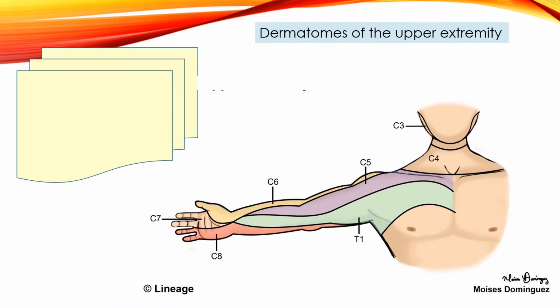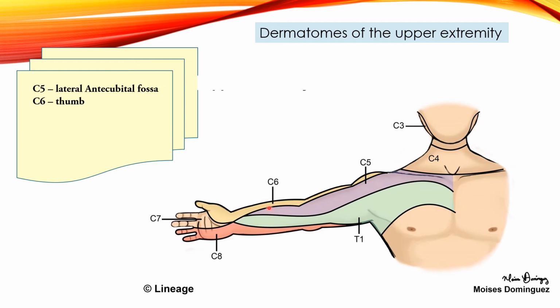Now we can see the dermatomes of the upper extremity. Here there is a complex distribution, but when describing, first we describe C5. C5 distributes to the lateral antecubital fossa, or the lateral aspect of the upper extremity at and above the elbow.